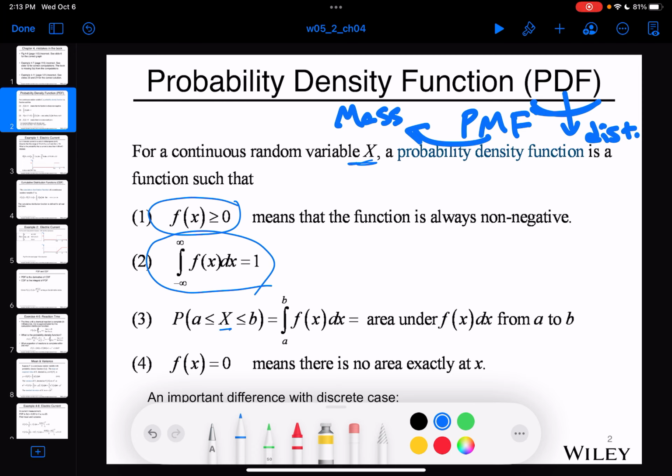The probability of x being between a and b is equal to the integral of f of x from a to b, right? You remember for the previous chapter, it was a sigma. And finally, the probability at a single point, f of x equal to 0, meaning that there's no area exactly at x. So one notable difference, which is also quite confusing for many of you, is that, do you see actually any difference with the PMF? Do you remember the properties of the PMF? One of them is missing here.